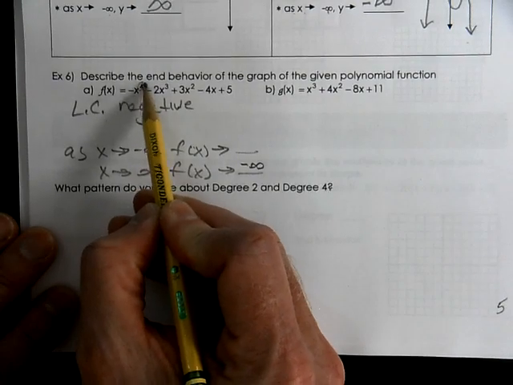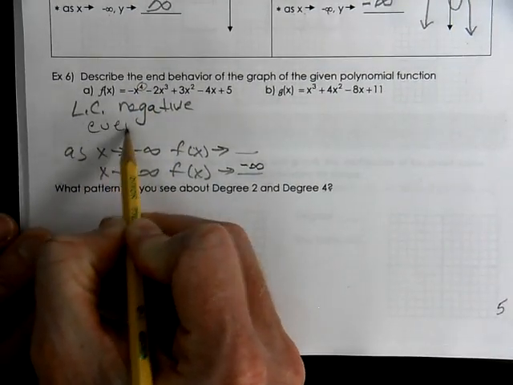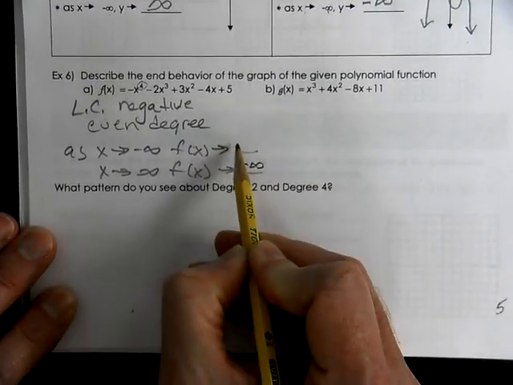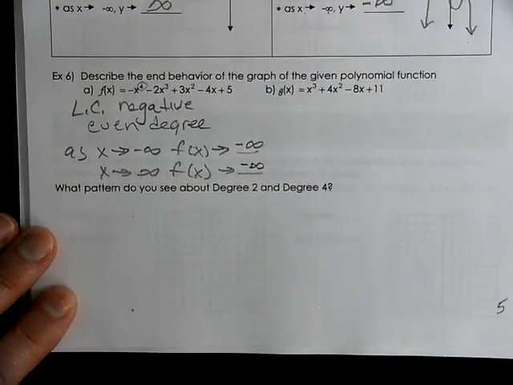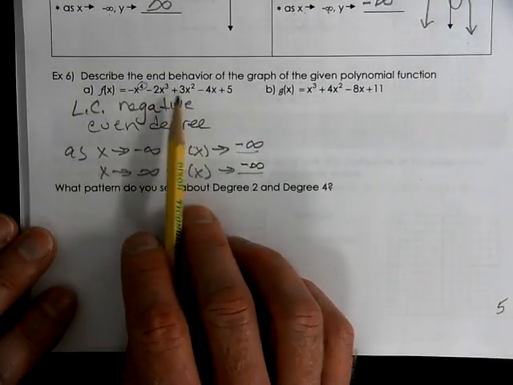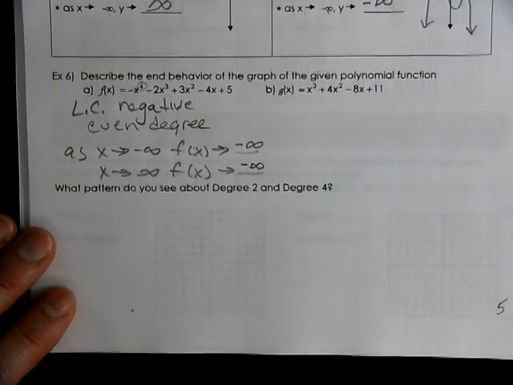Then I notice that it's an even degree. That means it's going to be going in the same direction. All these other numbers are just determining how much movement there is in the rest of the graph. Does it cross it 4 times? Does it just touch it once like a parabola?